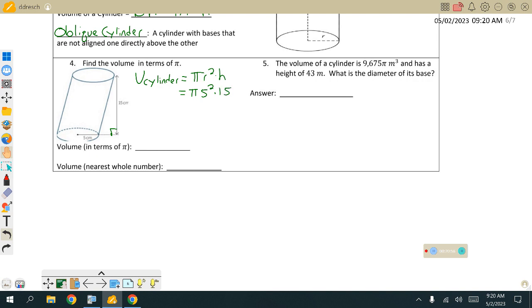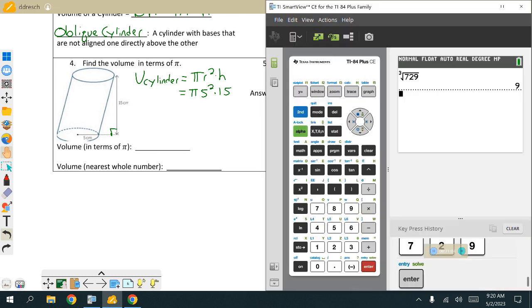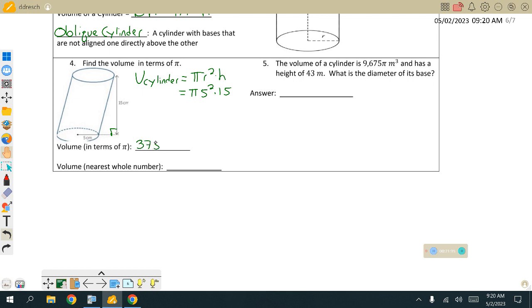15. And now we're right back to our circles from last week. In terms of pi and rounded to the nearest whole number, go to your calculator. Do not put pi into your calculator. We all know what 5 squared is, 25. 25 times 15 is 375 pi, and units are centimeters cubed. And then the directions say nearest whole number.